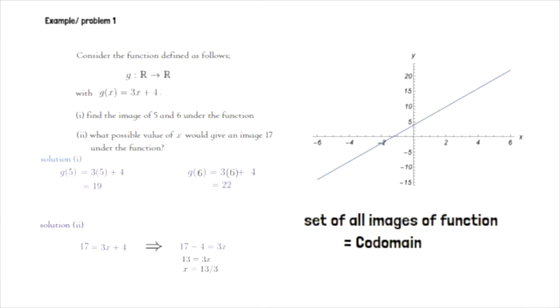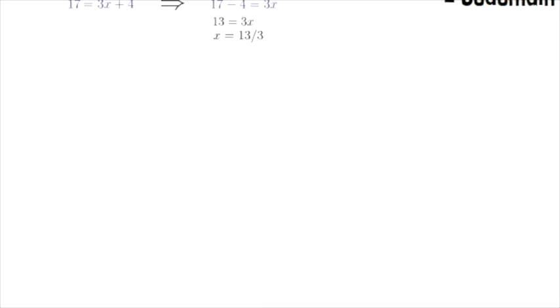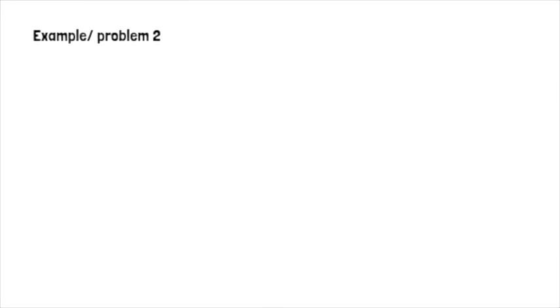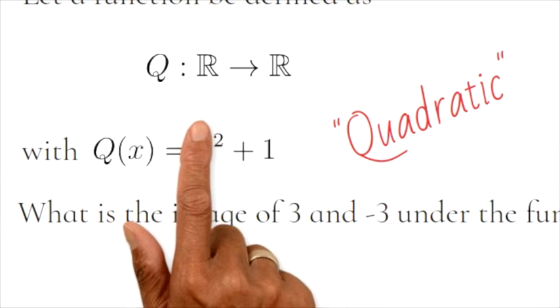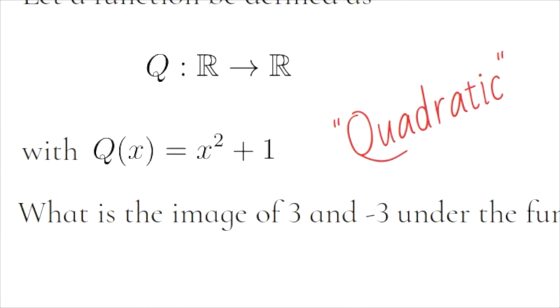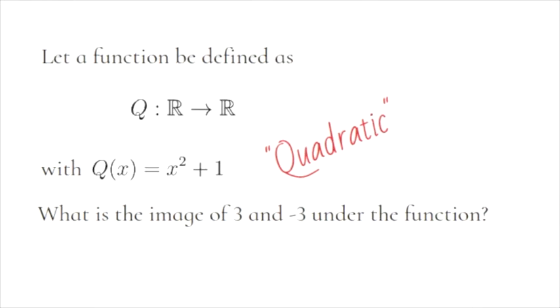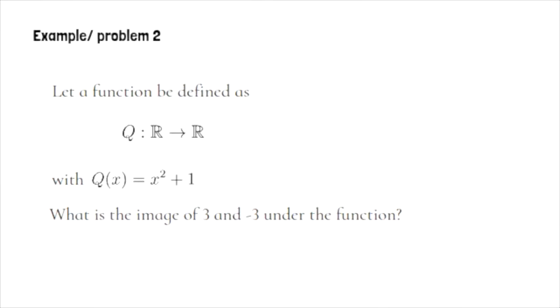We shall observe something quite different in the next example. So let's look at example number 2. Here we are dealing with a quadratic function. By quadratic, we mean the highest power for x is 2. So, what is the image of 3 and negative 3 under this function?